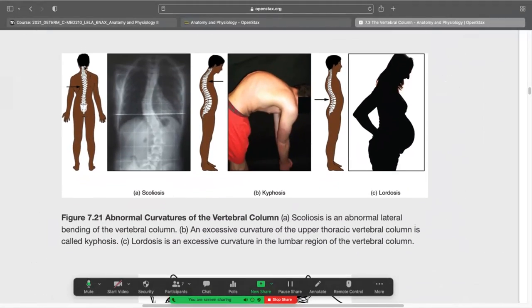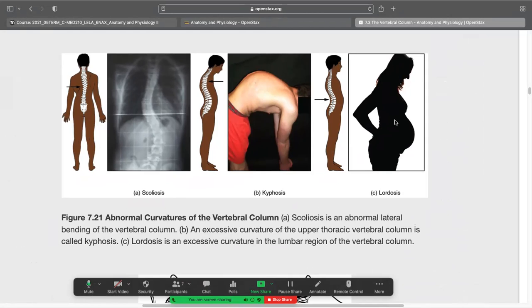Here's some pathologies. If you look at your patient from a posterior to an anterior view, or the back to front view, you'll see there's going to be a curvature of the spine, misalignment of their scapula, and that's called scoliosis. Kyphosis is called humpback, and lordosis is called swayback.